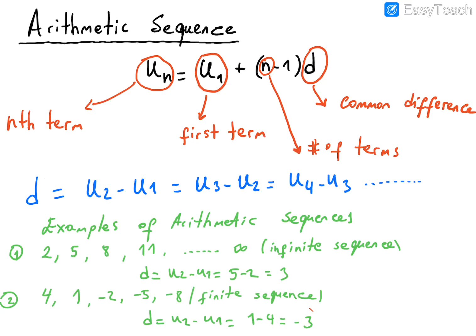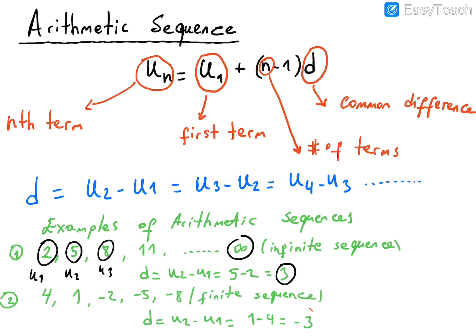Okay, so I have some examples here for arithmetic sequence. Let's start from the first one. This is my first term, u1, and this one is my second term, u2. The third one goes like this, and as you see, it never stops, so it goes to infinity. This type of sequence is called an infinite sequence, and the d in this situation is u2 minus u1, which is going to be 3.